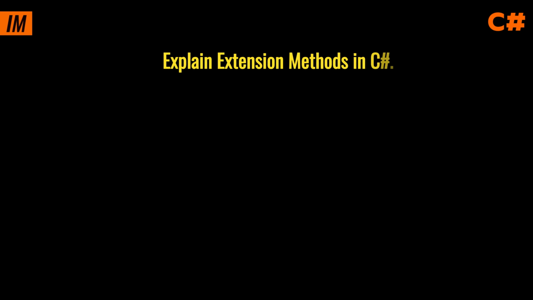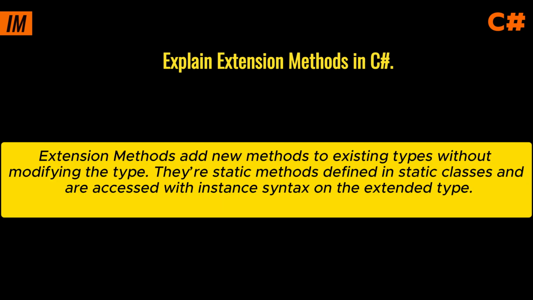Explain extension methods in C#. Extension methods add new methods to existing types without modifying the type. They're static methods defined in static classes and are accessed with instance syntax on the extended type.